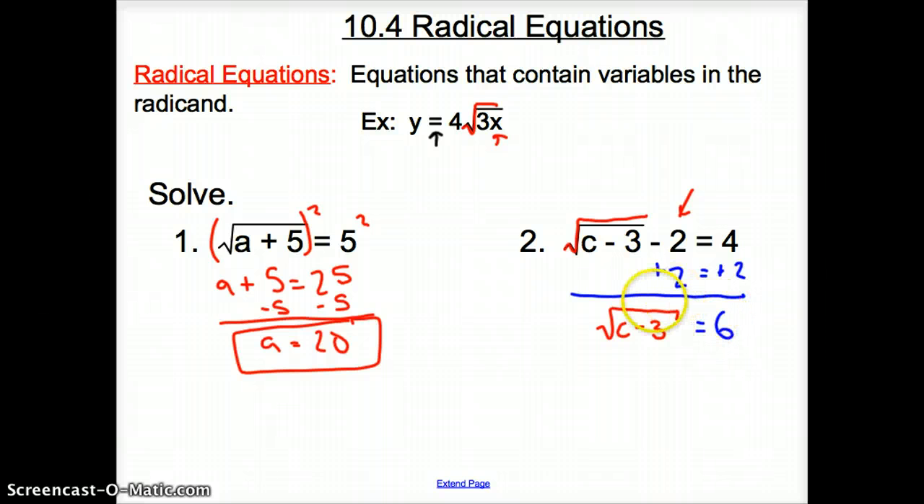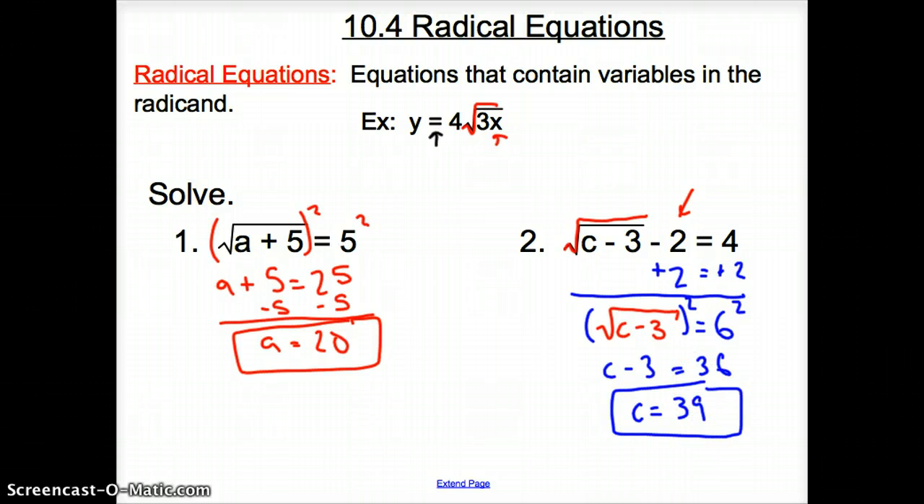How do we remove a square root? We have to square both sides, so we come up with c minus 3 equals 36. Solving for c, we add the 3 over, so c equals 39 for our final answer.